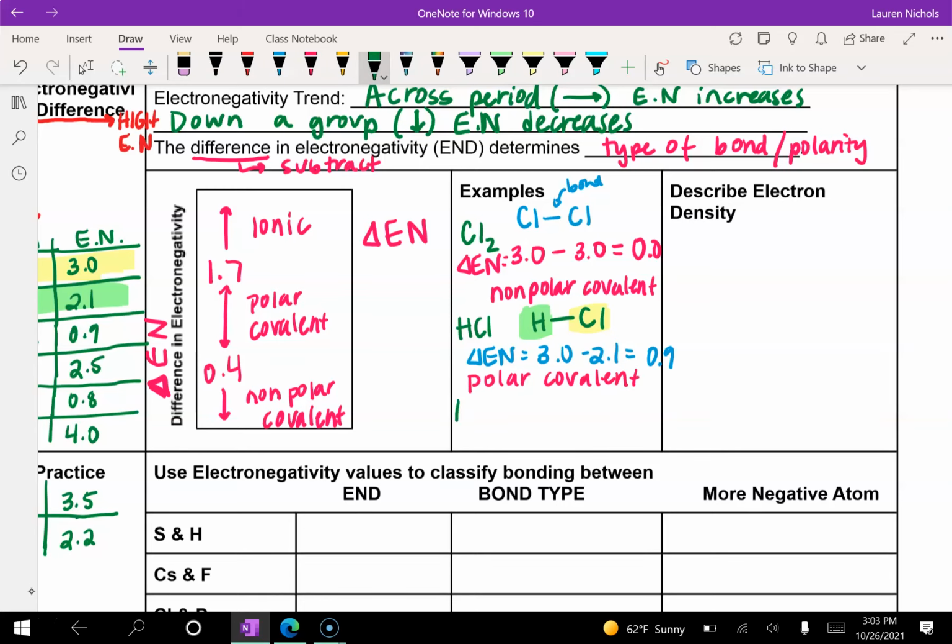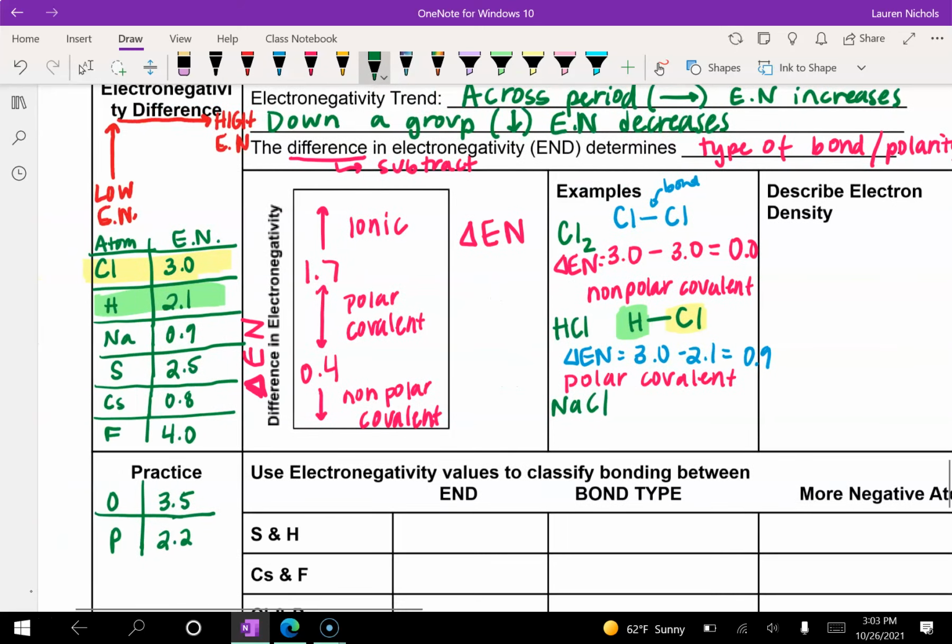Now, if we are looking at a bond between sodium chloride, that means sodium and chlorine. So again, chlorine has a value of 3.0, but sodium has a value of 0.9. So that would mean saying 3.0 minus 0.9 gives us 2.1, which clearly is higher than 1.7, so it makes it ionic.